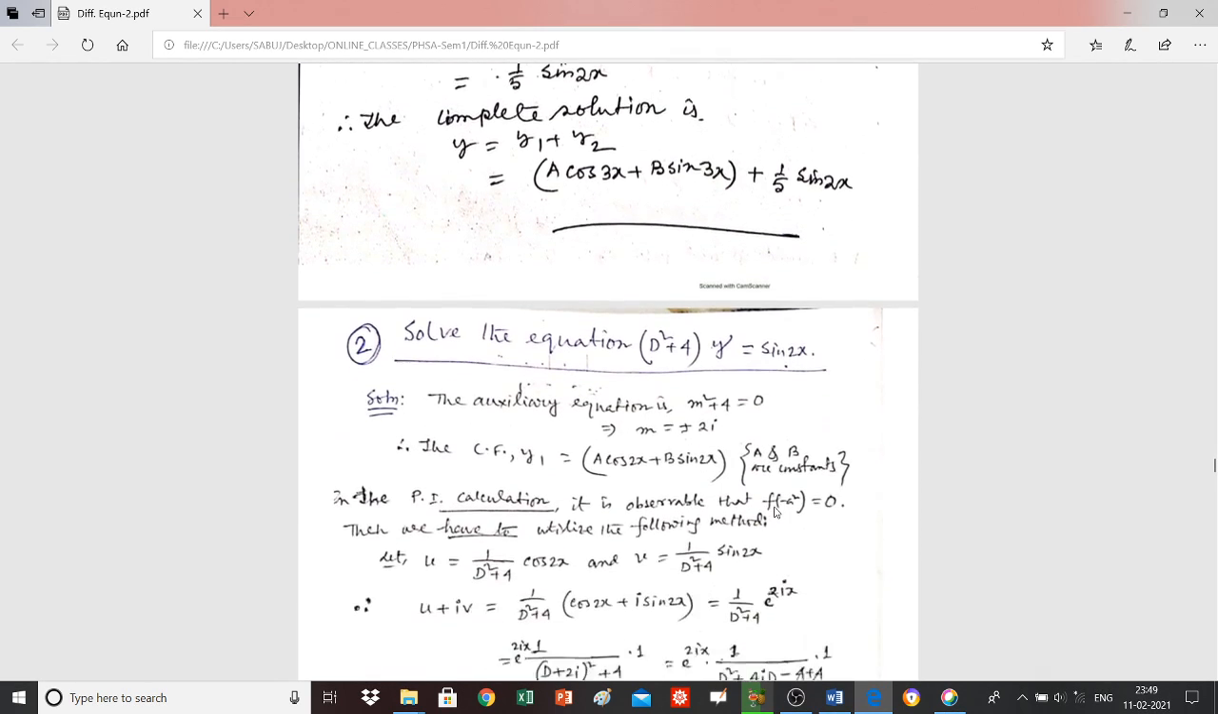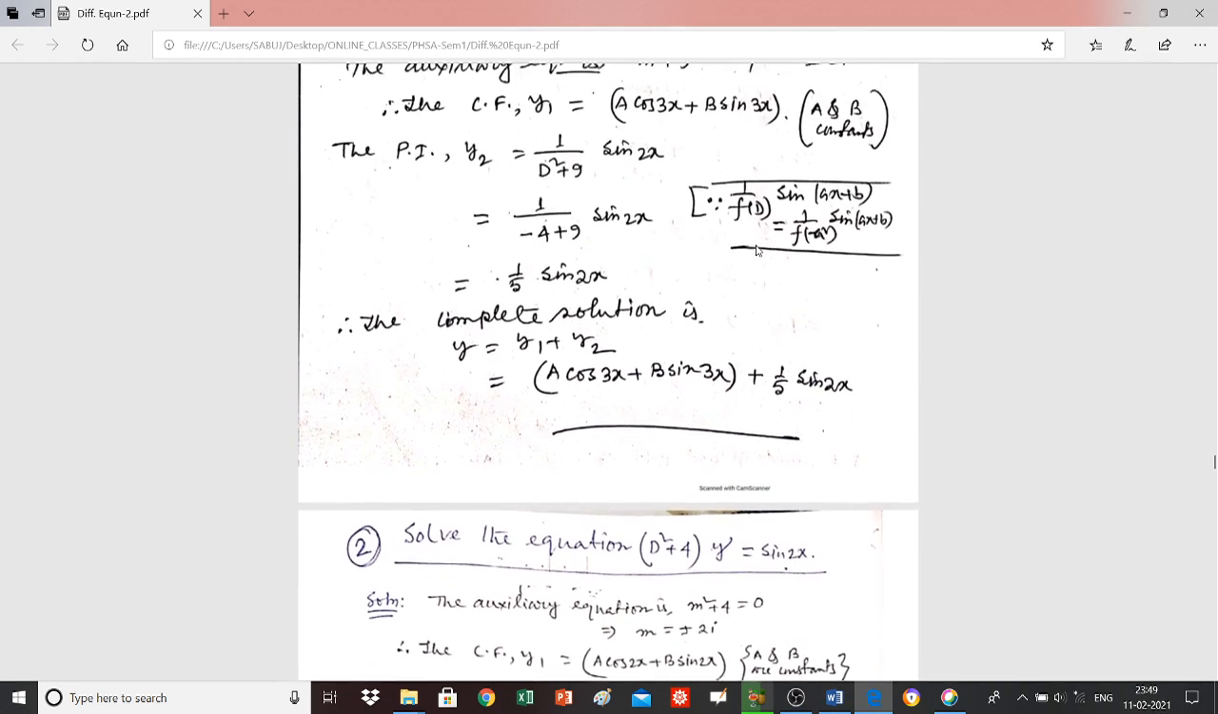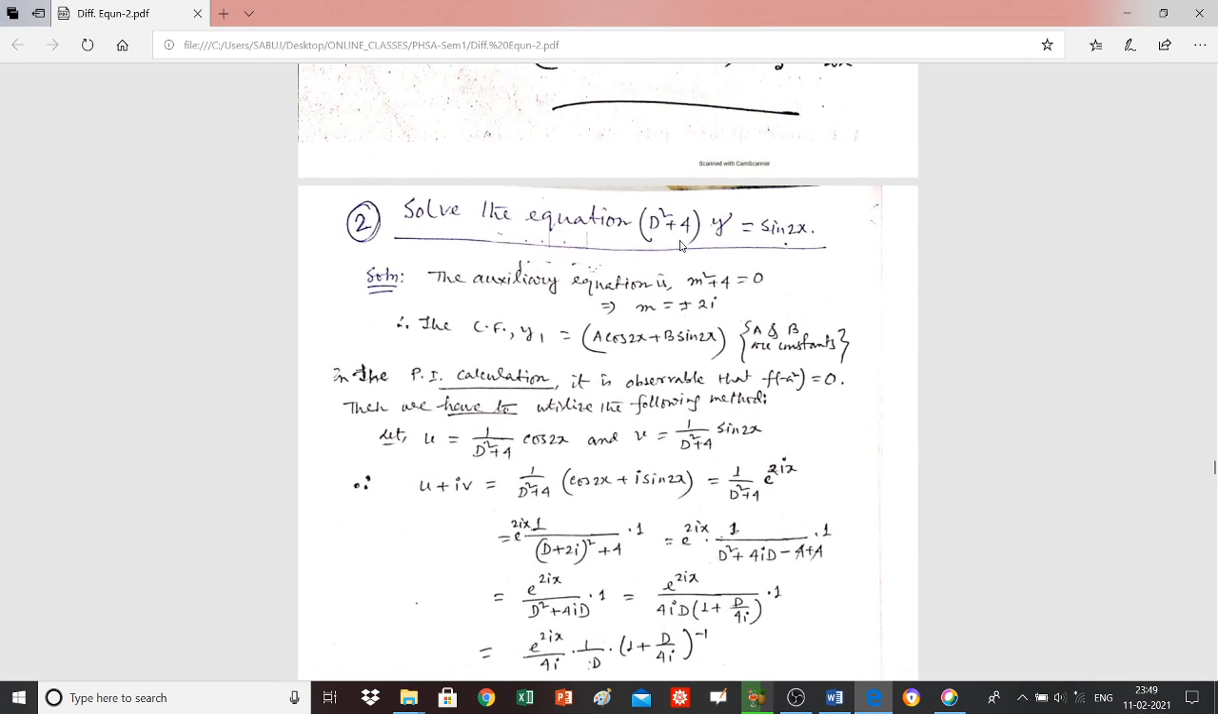Now let us solve another problem. Here is the equation (D square plus 4)y equals sine 2x. To solve this, we first find the roots of the auxiliary equation. The auxiliary equation is m square plus 4 equals 0, or m equals plus minus 2i. So the complementary function is a cos 2x plus b sin 2x, where a and b are two arbitrary constants.